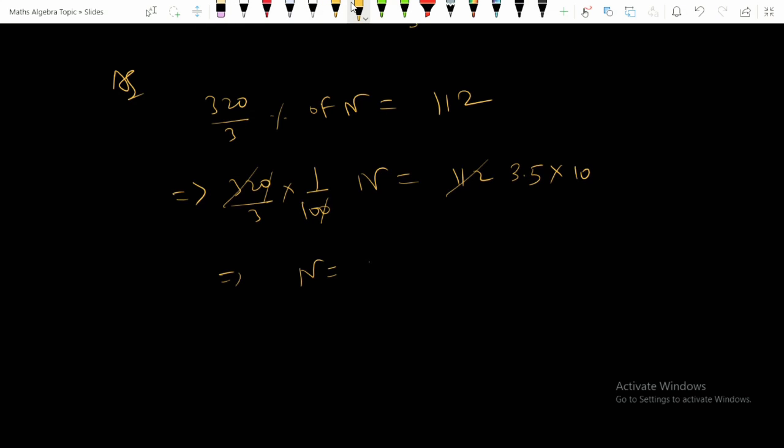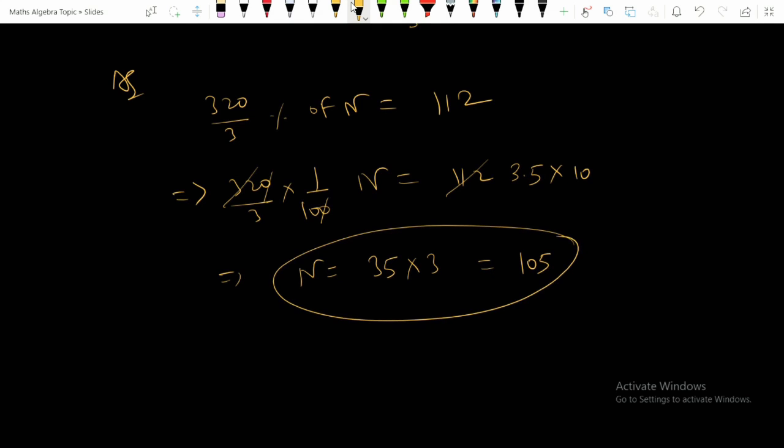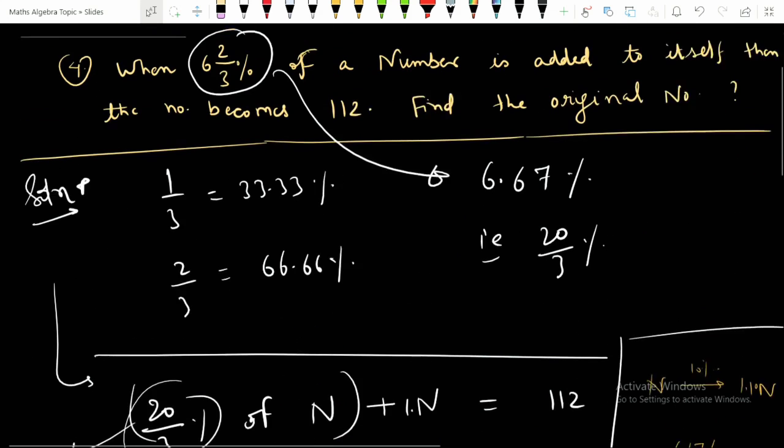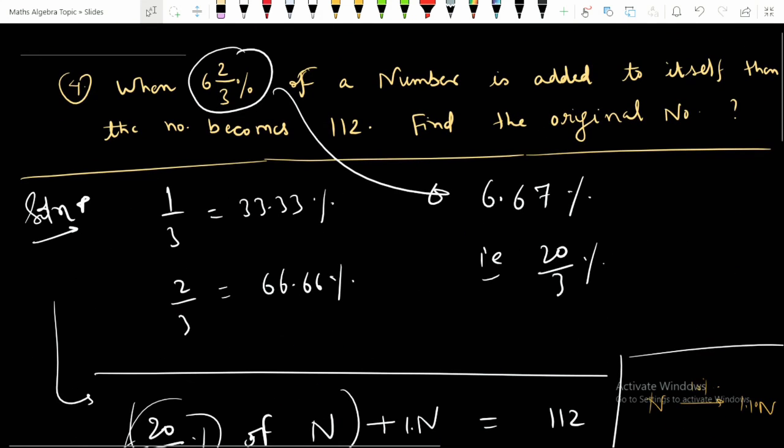N equals 35 into 3, that is 105. This is your answer. You only have to use the way to reduce the calculation part and solve in quick time. I'm explaining in a very long way. Don't get muddled with that, sir.